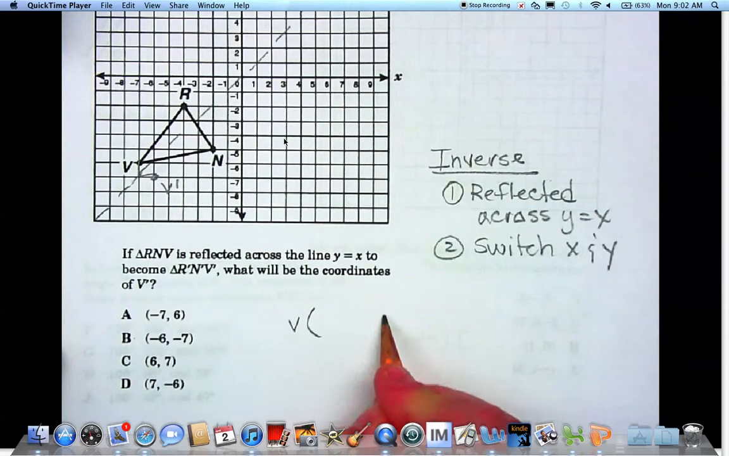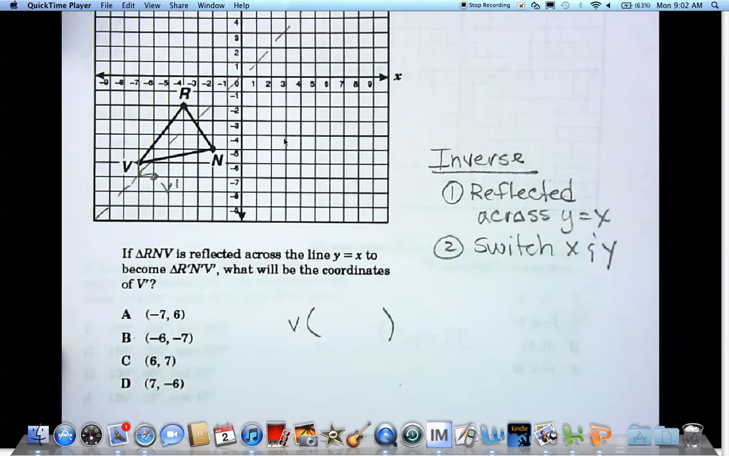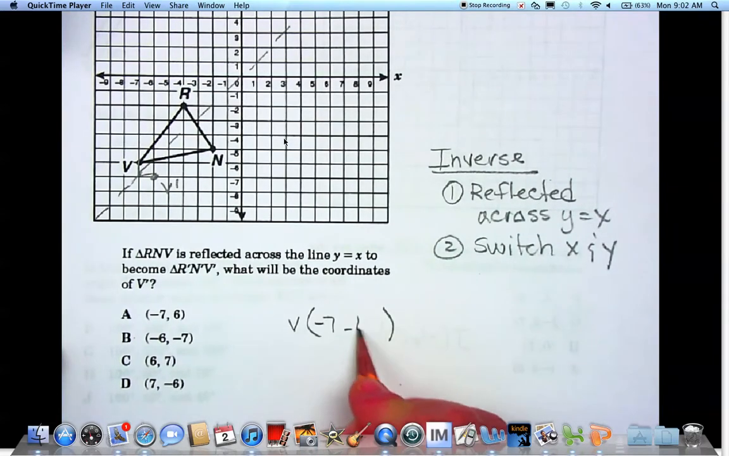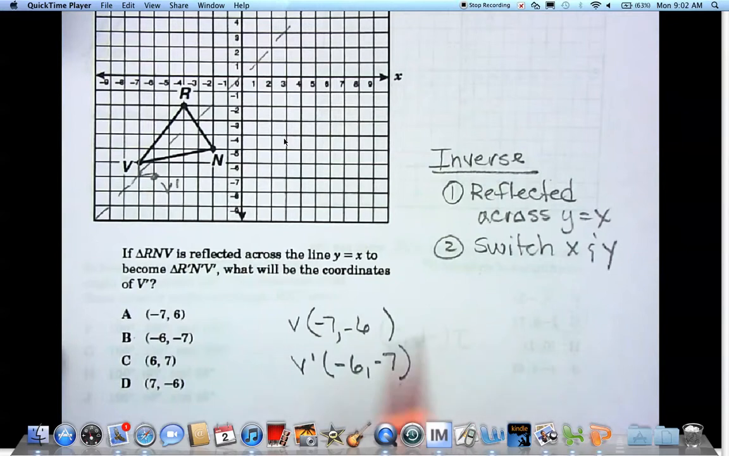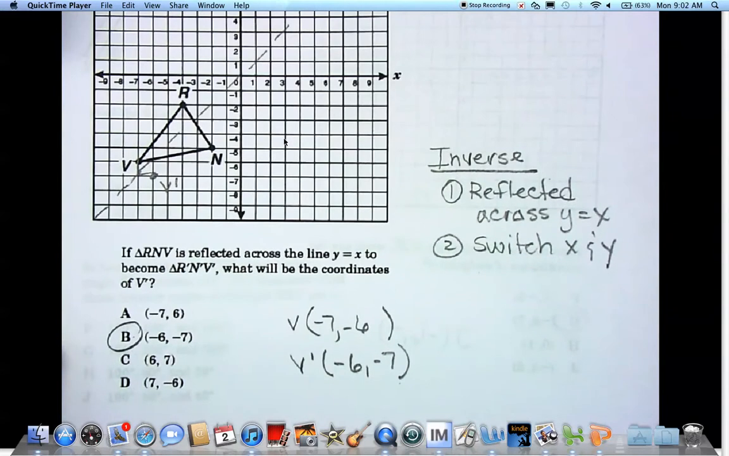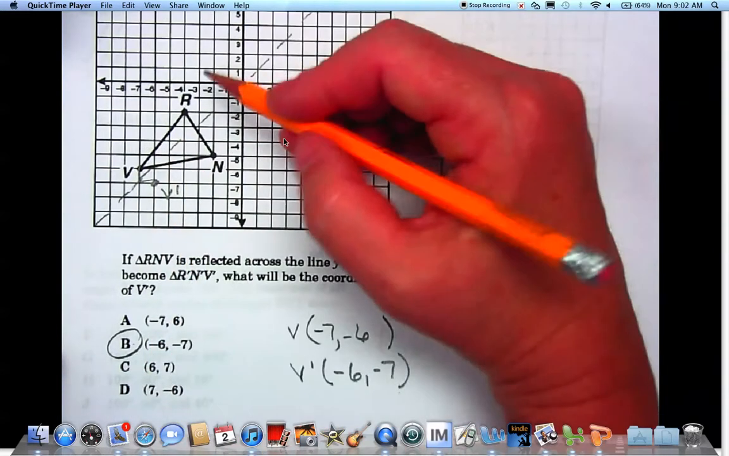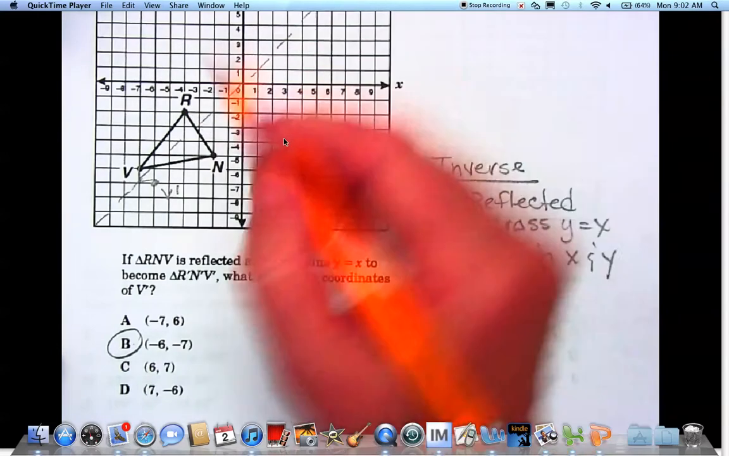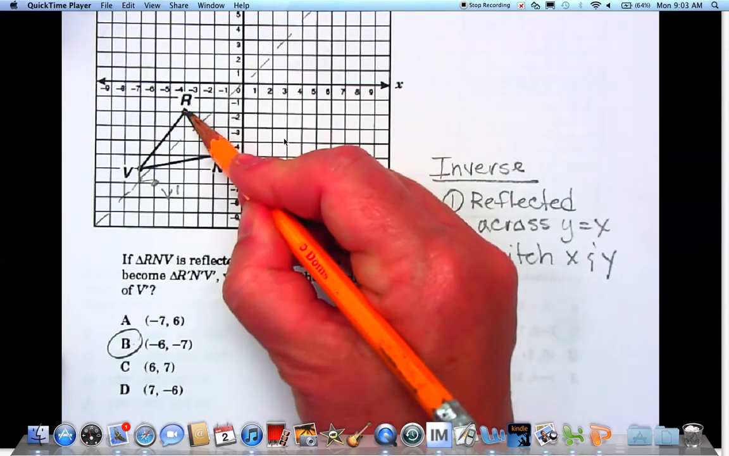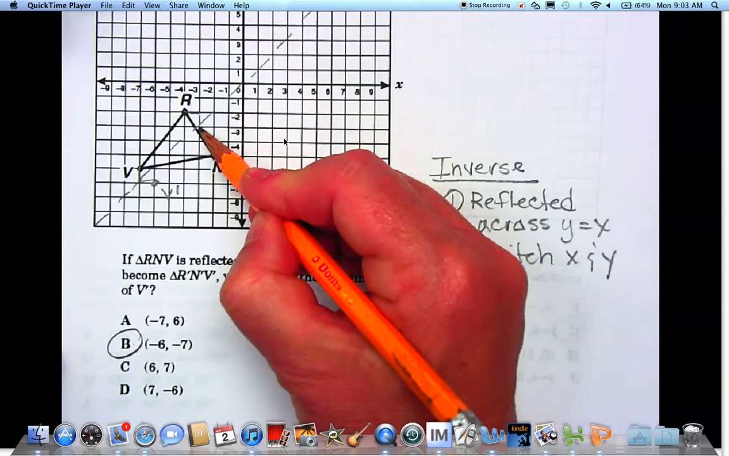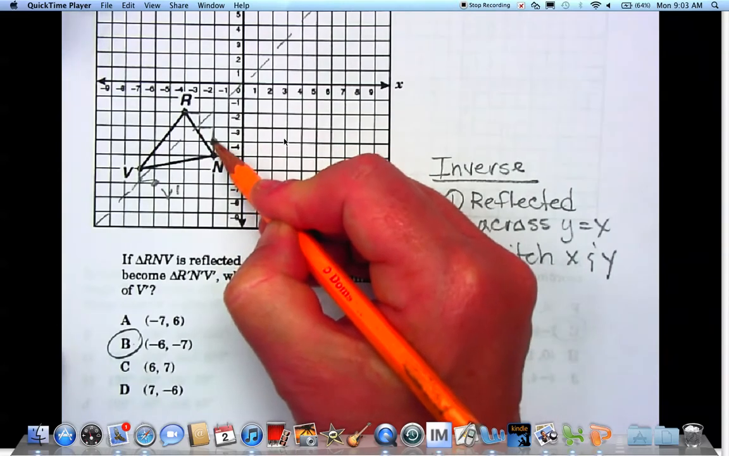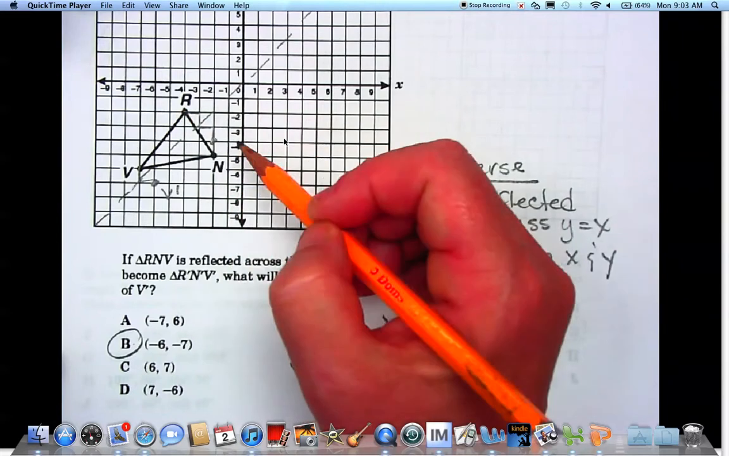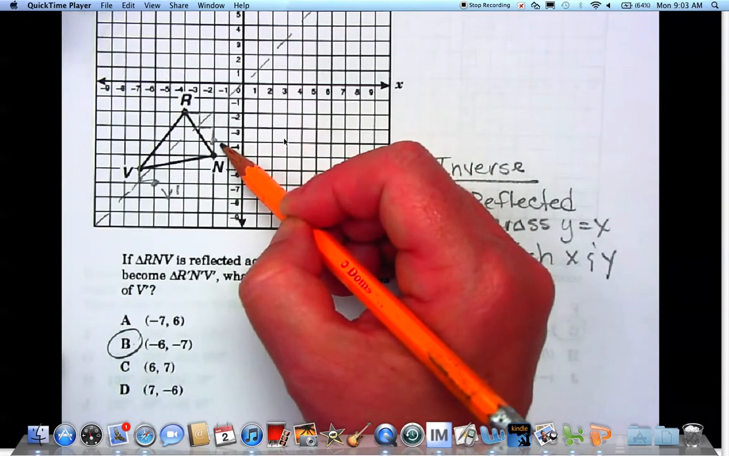What are the coordinates of V? Negative 7, negative 6. Okay, so we would switch x and y for V prime and get negative 6, negative 7. That's the easiest way to do it. Like R, let's look at R just for a second. Getting it to here, you would go over 1, down 1 like that. It would be negative 2. So R prime would be over here, or you could just switch negative 4, negative 2 to negative 2, negative 4. Okay? Right.